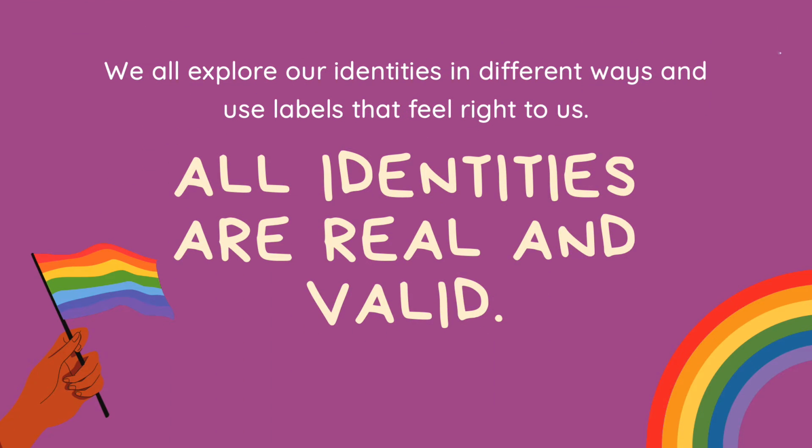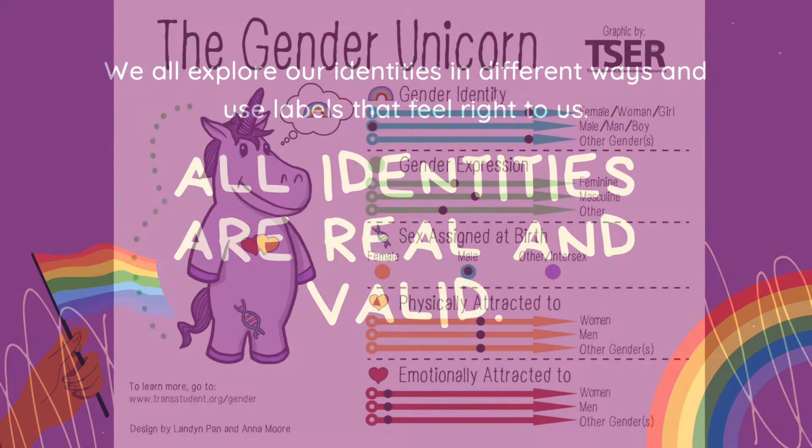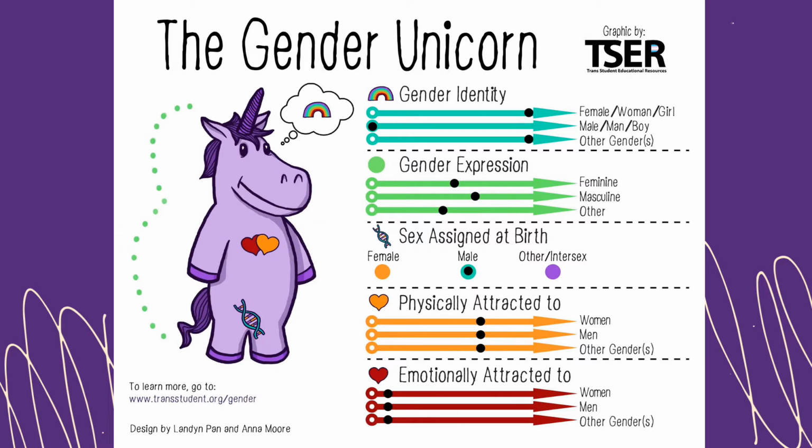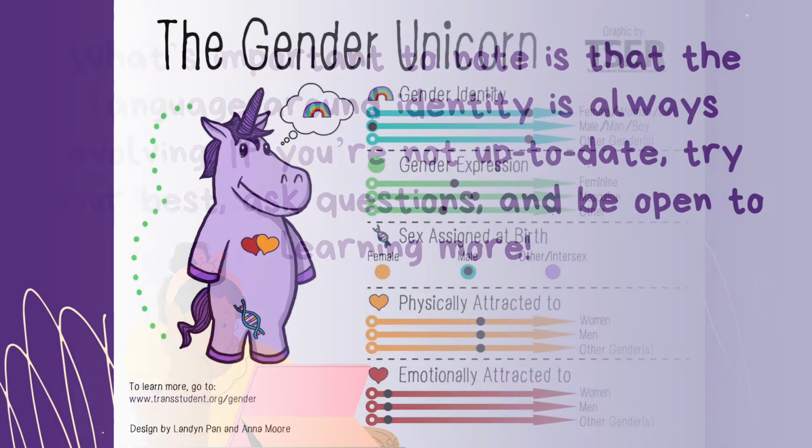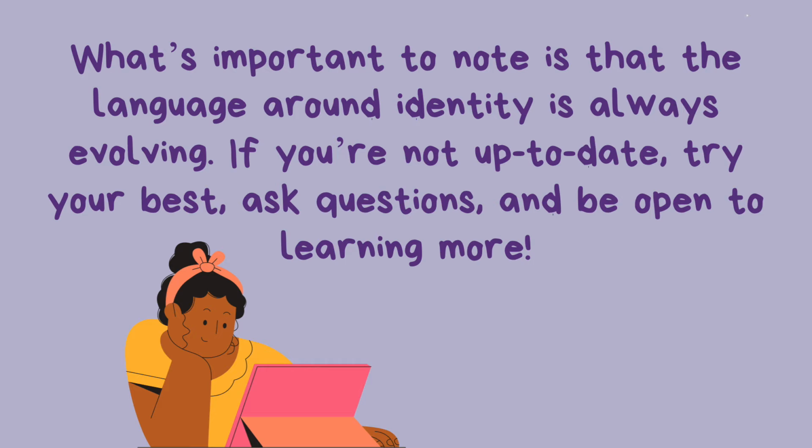We all explore our identities in different ways and use labels that feel right to us. All identities are real and valid. A great graphic to learn more is the Gender Unicorn, which outlines the differences between gender identity, gender expression, sex assigned at birth, and sexual orientation, both physical attraction and emotional attraction. Feel free to Google it for more information. What's important to note is that the language around identity is always evolving. If you're not up to date, try your best, ask questions, and be open to learning more.